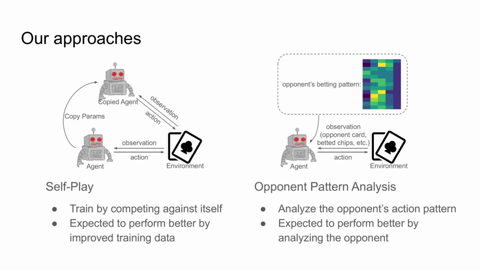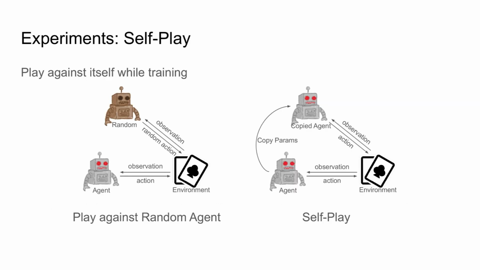In this project, we have two approaches: self-play and opponent pattern analysis. In self-play, the agent is trained by competing against itself, expecting better training data. In opponent pattern analysis, the agent analyzes the opponent's action pattern for better performance.